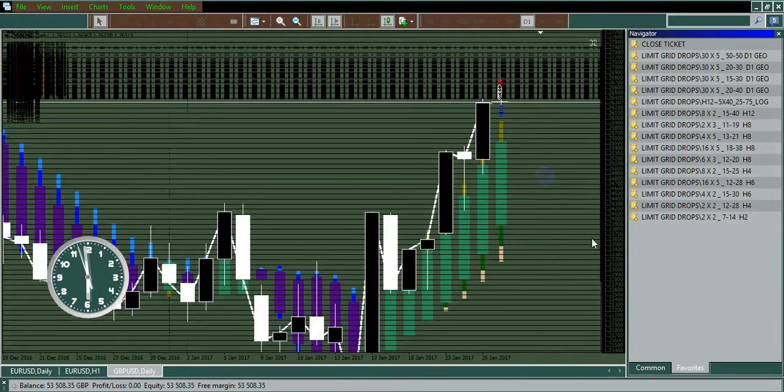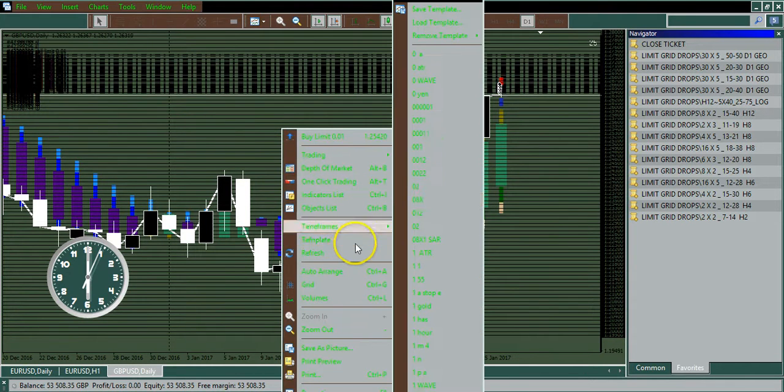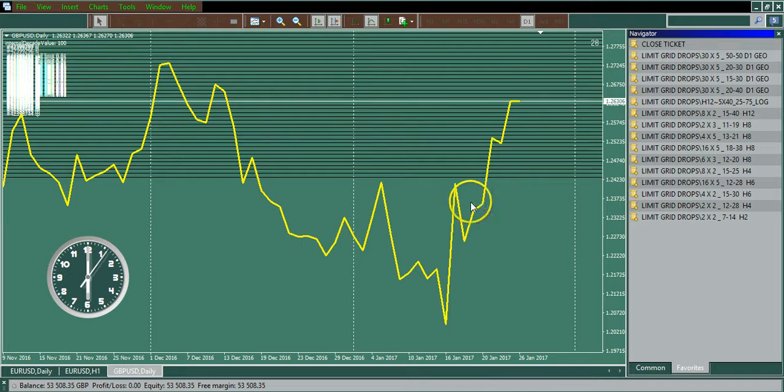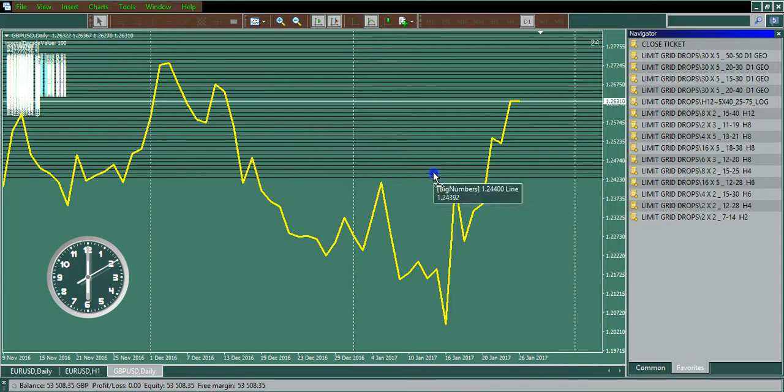That's a 10 pip grid. This is about a 600 pip move here, depending which template I put on here. Look at this simple view of the market. What's wrong with this kind of analysis? It shouldn't take you more than 20 seconds to analyze a chart.